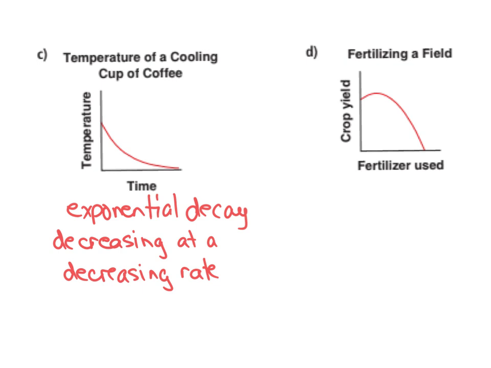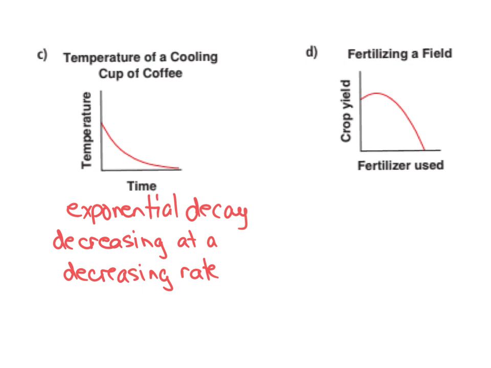And lastly, we have crop yield. Now, hopefully you can identify that this is a quadratic relationship because there is a maximum. And from the maximum, it goes up to the maximum, and then it falls after it reaches the maximum down to a zero crop yield.